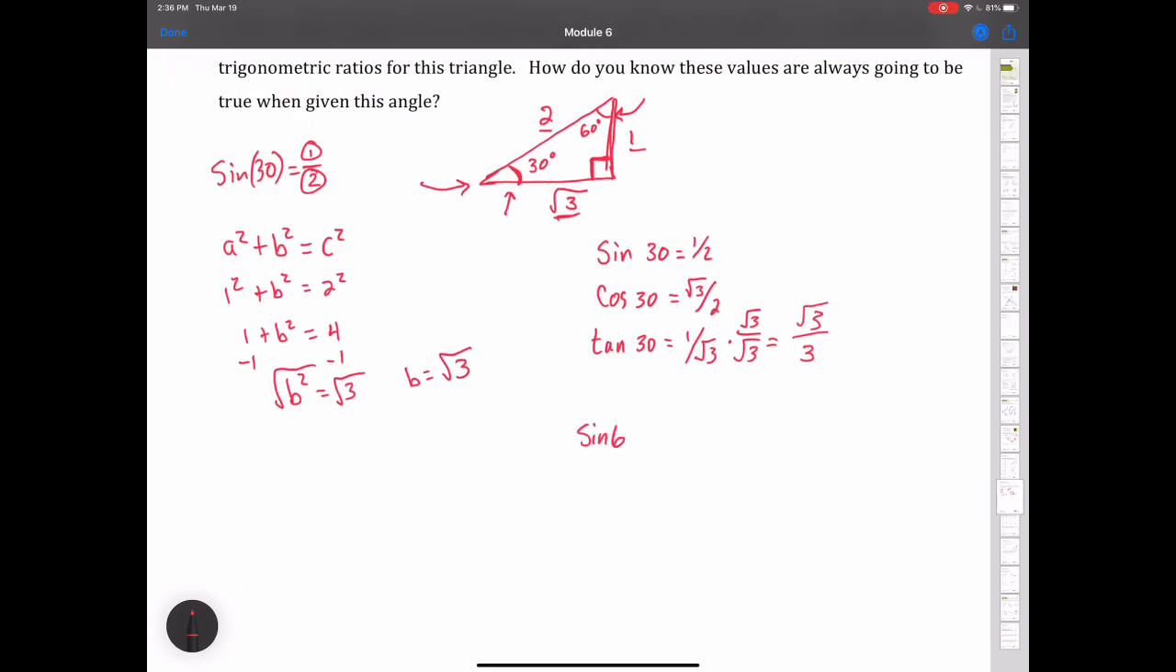We've got sine of 60 now. We have cosine of 60, and we have tangent of 60. So now that we're using 60 as our reference angle, we're going to come back up here. So sine is opposite over hypotenuse, so we have square root 3 over 2. Cosine is adjacent over hypotenuse, so 1 over 2. And tangent is opposite over adjacent. We have square root 3 over 1. And there you have it. There are all of your trigonometric ratios for a 30, 60, 90 triangle.